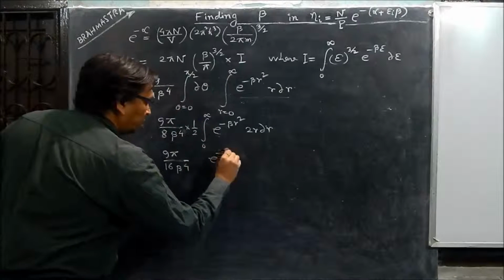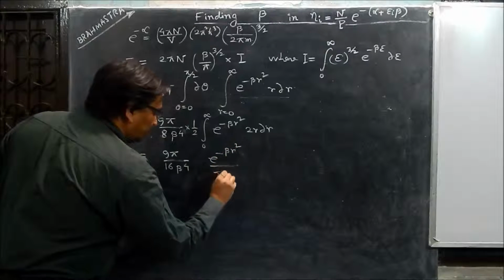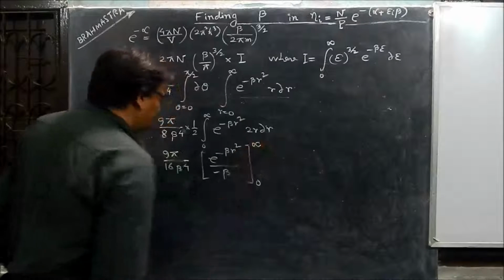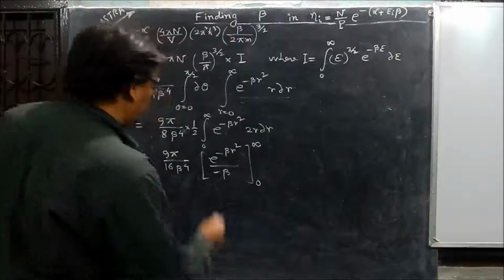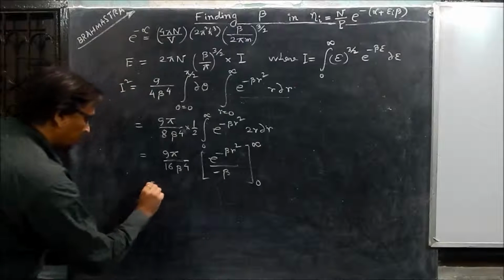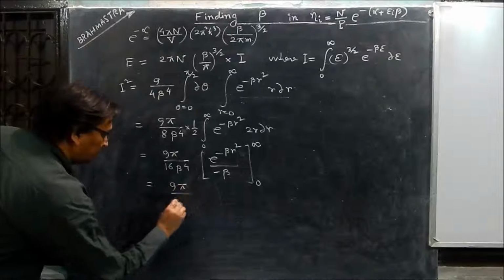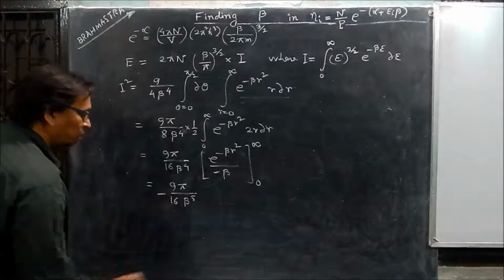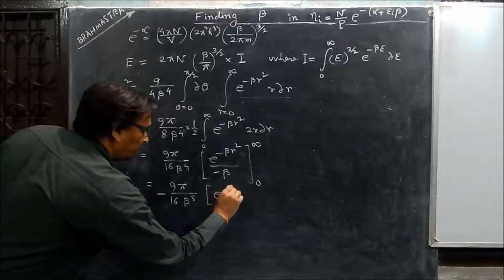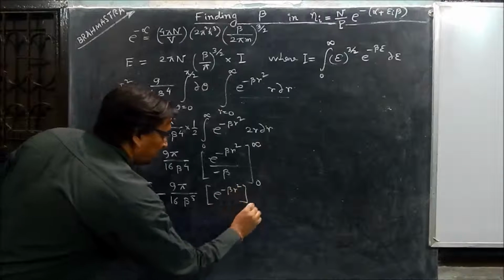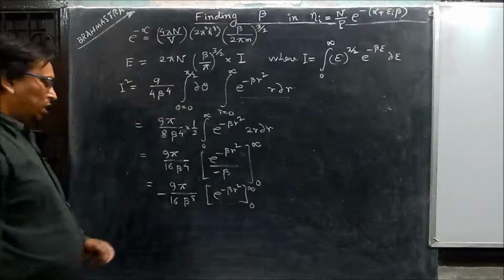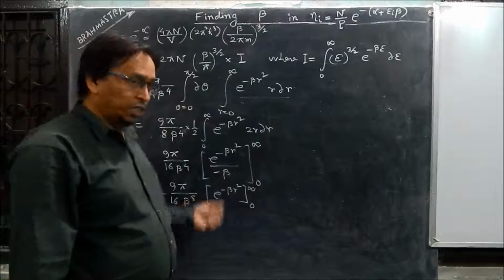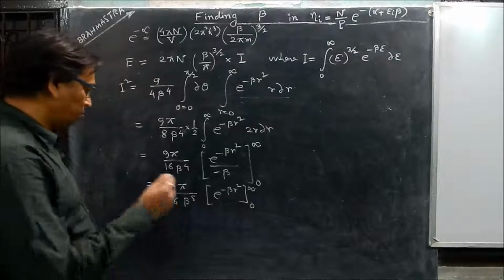e to the power minus beta r square by minus beta from 0 to infinity. Okay, so take this beta outside, as a constant, so make it 9 pi by 16 beta to the power 5, along with the minus sign. And here e to the power minus beta r square from 0 to infinity. Now once we put in infinity, you get e to the power minus infinity, which is basically 0, and e to the power 0 will give you 1.